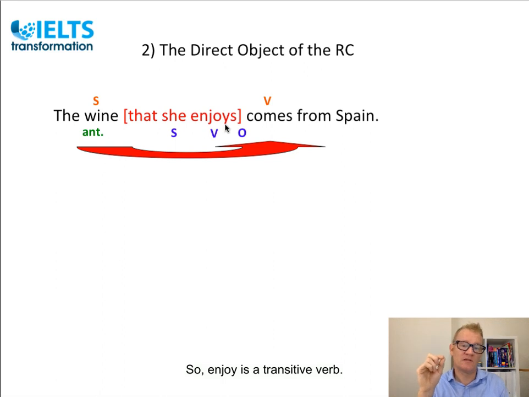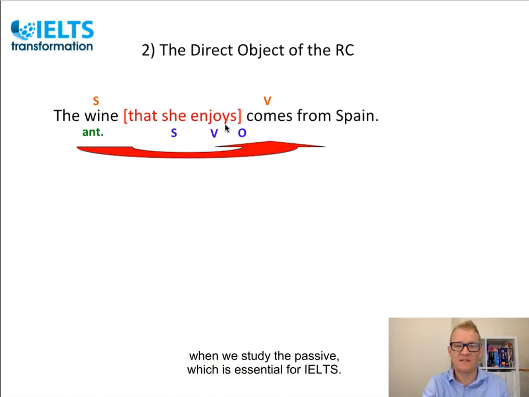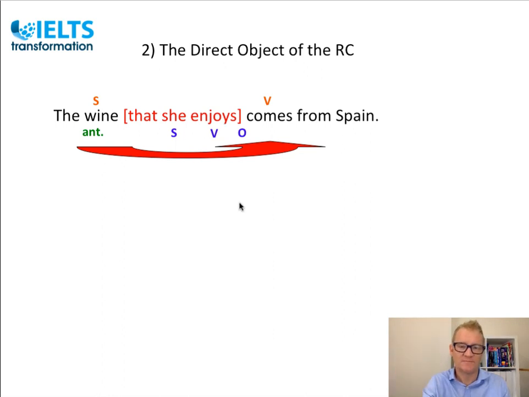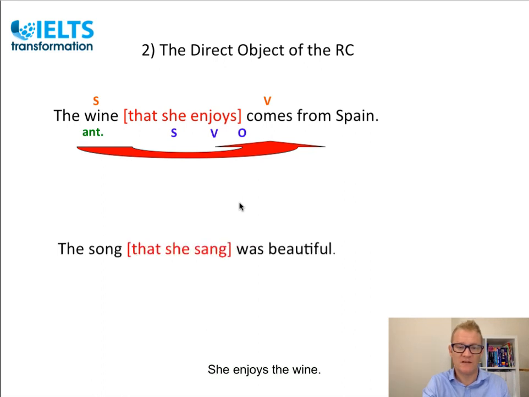So enjoy is a transitive verb. You need to understand, this is explained in our video about verbs, that we have transitive verbs and intransitive. This is important to know to learn how to do relative clauses, and it's also important when we study the passive, which is essential for IELTS. There we go. She enjoys the wine.